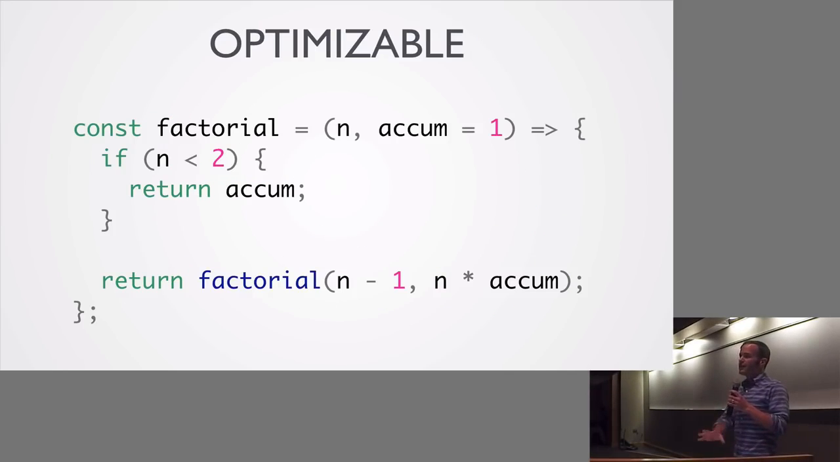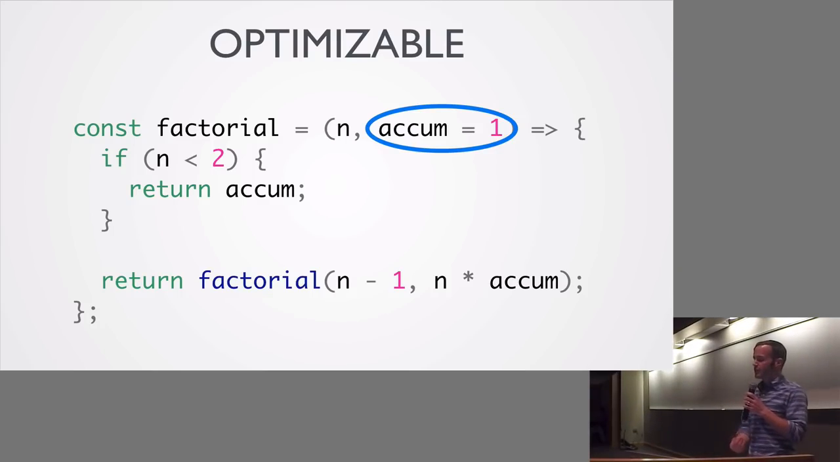But we could change how we define the function and make it optimizable. What we're going to essentially do is just introduce another argument. And this is usually the typical pattern you use when you need to make tail call optimized functions: you want something that's called an accumulator. So we're going to call it accum for short. We're going to use a default value for the parameter and set it to 1. Typically you want it to start off with whatever your base case return value was. We knew that was 1.